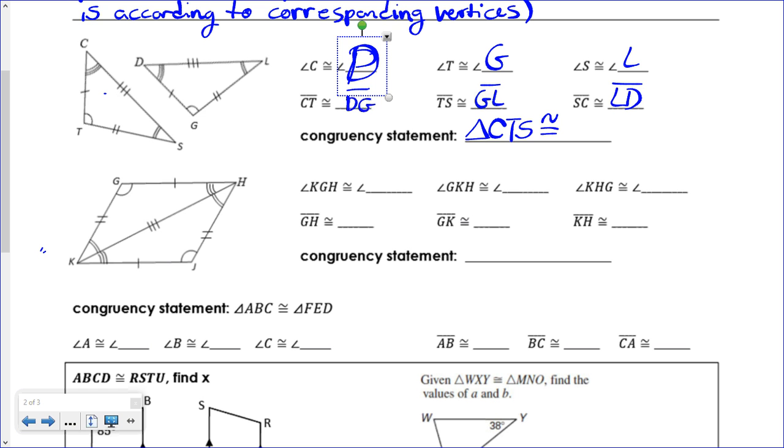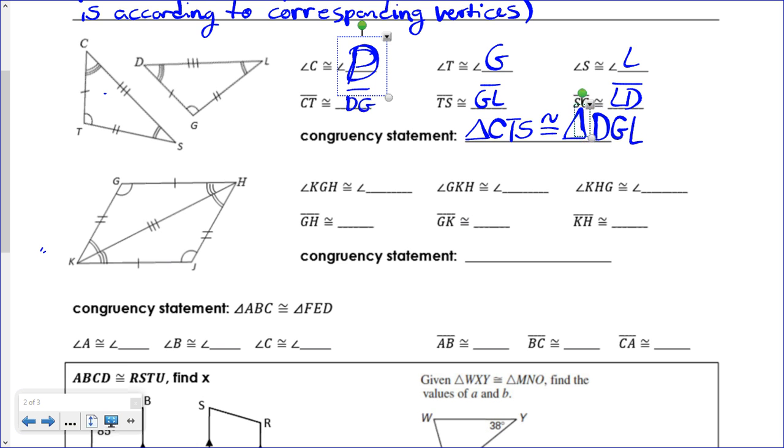When I write the name of the second triangle, I have to start with the vertex that corresponds with C. What corresponds with C in the other triangle? D. What corresponds with T? G. And then what corresponds with S? L. That's how you write a congruency statement. You set the foundation yourself, and then you have to match the order in the other triangle.